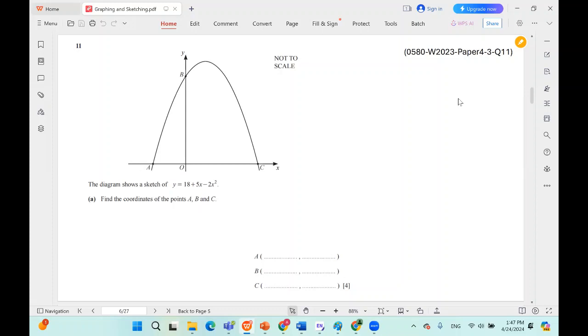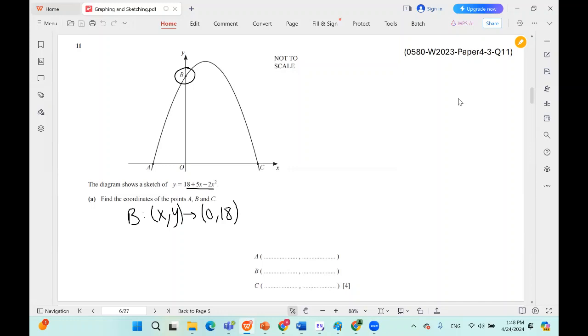So to begin with, b is quite simple to find because at b, the x is 0. So we put x as 0, and we want to get y, so we just plug 0 here. So we get 18 plus 0 minus 0. So b is simply 0, 18. This is the easiest one to get.